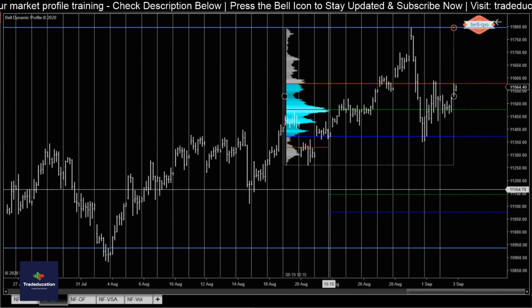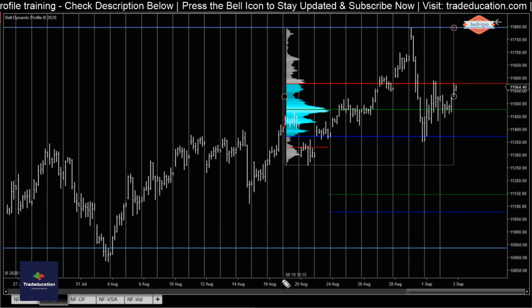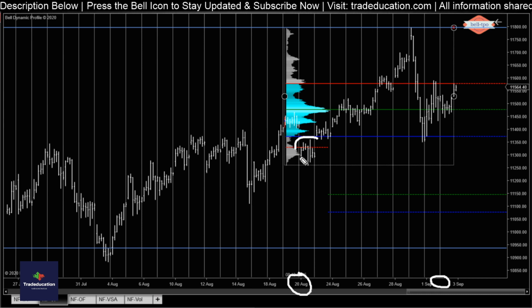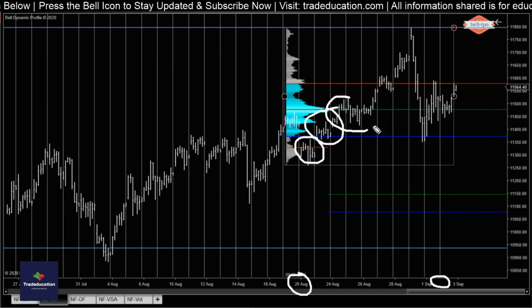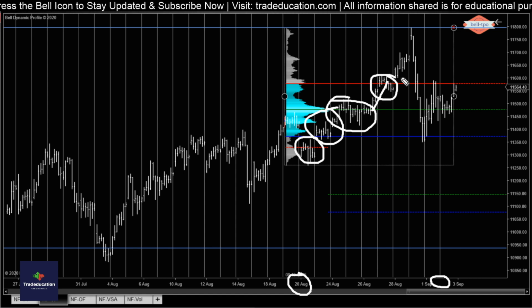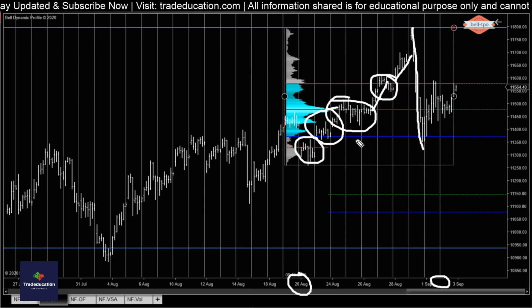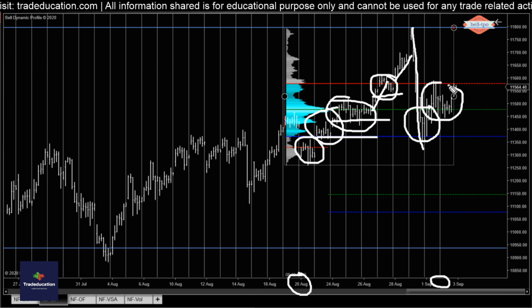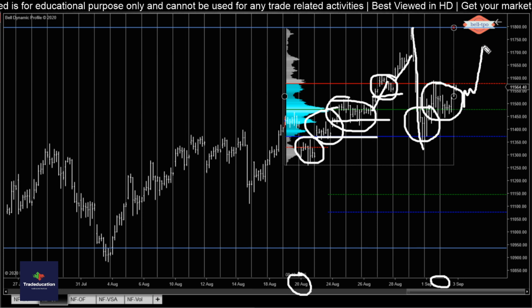If you take a balance from 20th of August till yesterday, that is 2nd of September: one balance, second balance, third balance, then a trending day, fourth balance, then again a trending day, then a trending down, basically triggering the stop losses which were built at this level. After that, again one more balance, then we are again forming a balance. This means that sellers are strong, but buyers slowly and steadily are trying to guard their positions, and they are trying to take the auction higher.